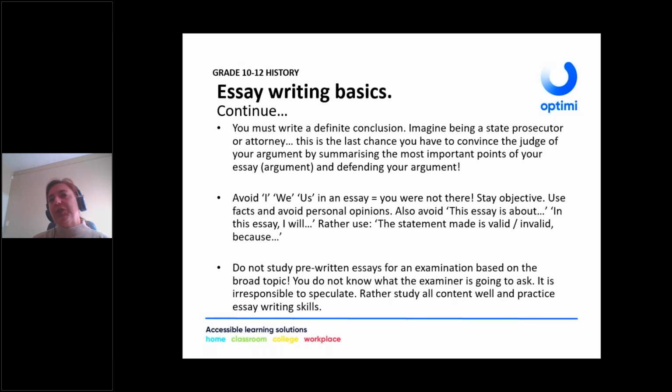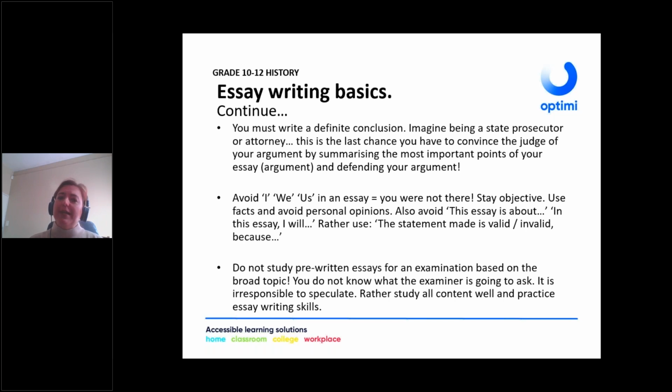And here I want you to imagine that you are a state prosecutor or an attorney in a court. And this is your very last chance that you can convince the judge of your argument. Is the person guilty or is the person not guilty? Right. You can also watch some television programs where court cases are going on to give you the idea of how these people do research to get factual content and then put it in such a way that they can defend their argument throughout and deliver a good argument.